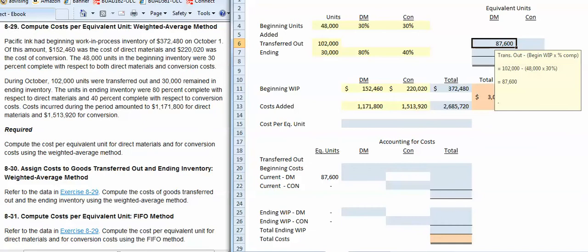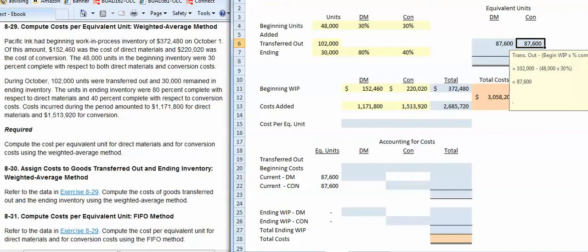Our next step is to calculate our equivalent units of production. We're going to begin by calculating our equivalent units for direct materials. We were told that we transferred out 102,000 units and that beginning work in process was 30% complete. So our equivalent units of production in this period will be the 102,000 minus those that were already completed and left over from the prior period, which is our 48,000 in beginning work in process times the 30% degree of completion. So our equivalent units for transferred out is 87,600.